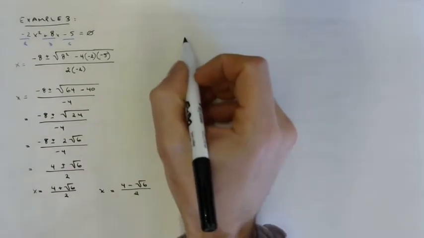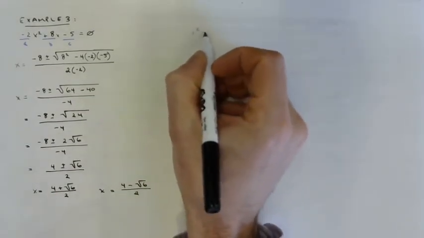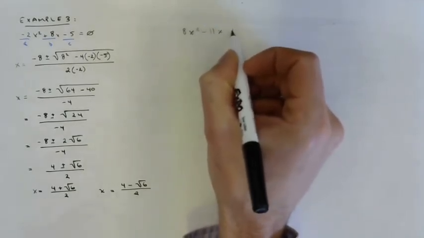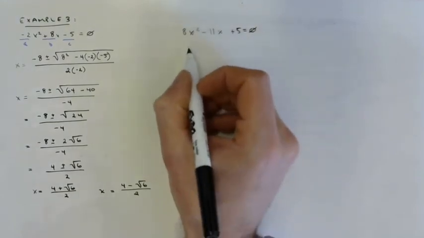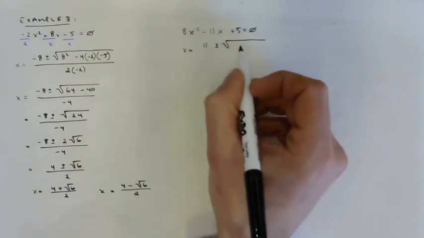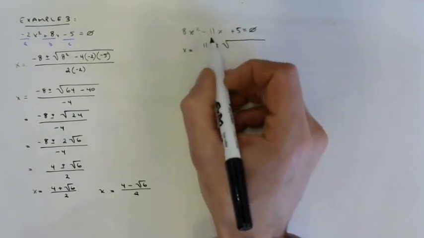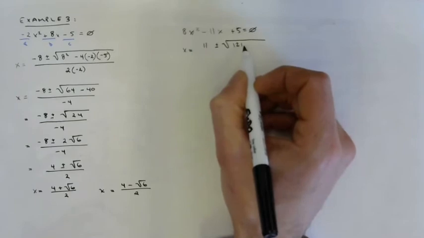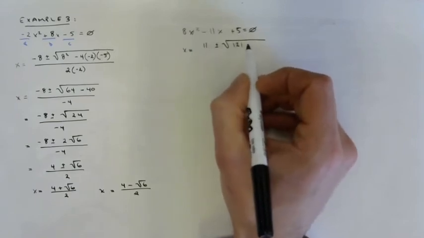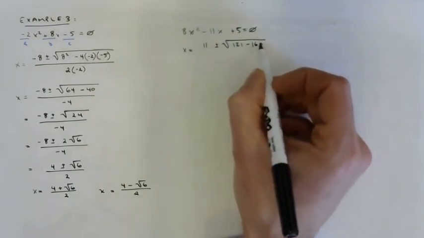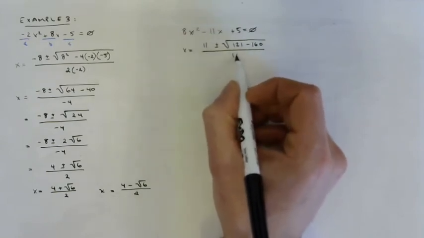Next one says, again, solve using the quadratic formula. So the equation is 8x squared minus 11x plus 5 equals 0. We're going to plug this into the quadratic formula. We get negative b, so that's positive 11, plus or minus square root of b squared. I'm gonna skip steps, okay? 11 squared is 121. Minus 4ac. So I have 4 times 5, which is 20, times 8, which is 160, and it's going to be negative. So I have negative 160 there. All over 2 times a, which is 16.